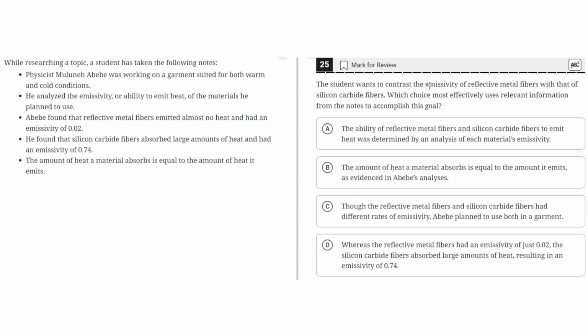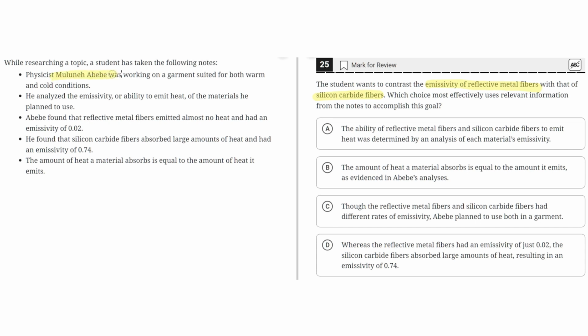The student wants to contrast the emissivity of reflective metal fibers with that of silicon carbide fibers. Which choice most effectively uses relevant information from the notes to accomplish this goal? While researching a topic, a student has taken the following notes.